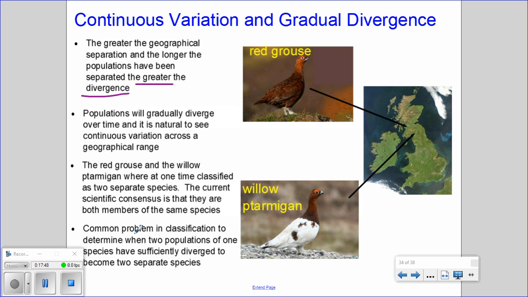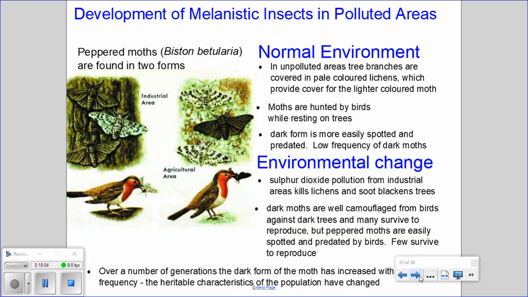This is a common problem in classification: to determine when two populations of one species have sufficiently diverged to become two separate species. It's a question of whether they are actually different species or whether they just show great variation. Other examples where this variation has come into play include the development of melanistic insects in polluted areas.